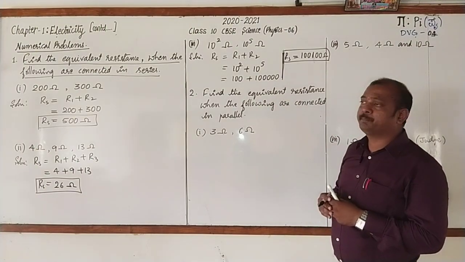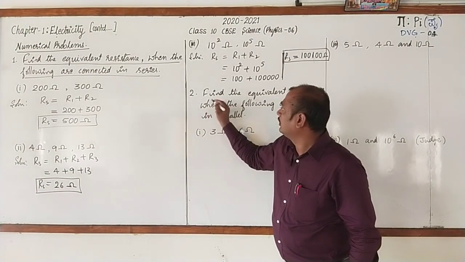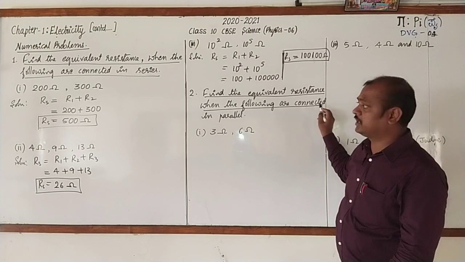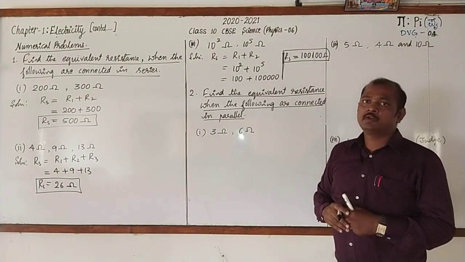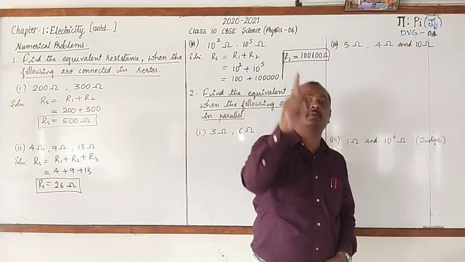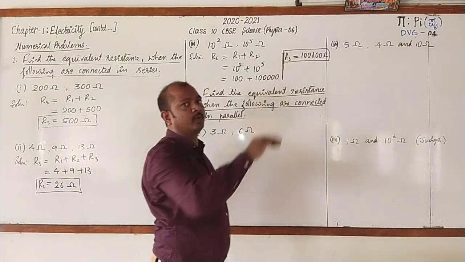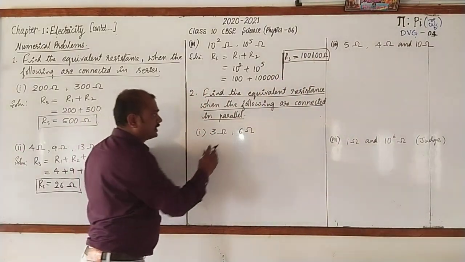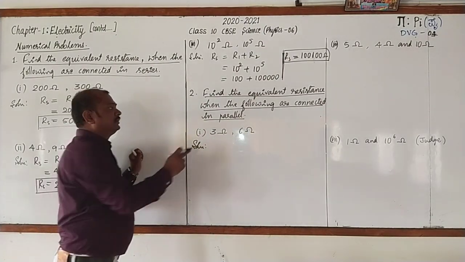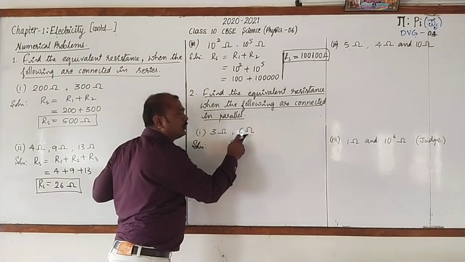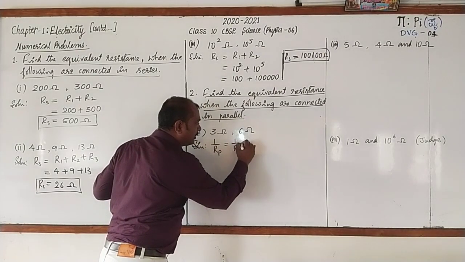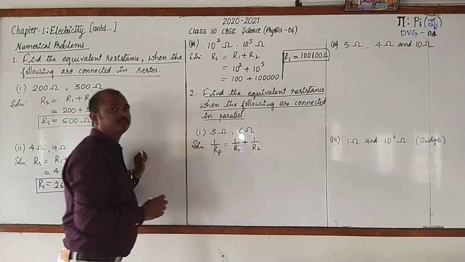Now we will move on to parallel connection. Go through the question: find the equivalent resistance when the following resistors are connected in parallel. For parallel connection we have a formula, that is 1 by Rp is equal to 1 by R1 plus 1 by R2 plus 1 by R3 and so on up to 1 by Rn. Here in the first problem, only two resistors are given. Hence we can take 3 ohm as R1 and 6 ohm as R2. Now I'll write 1 by Rp is equal to 1 by R1 plus 1 by R2.